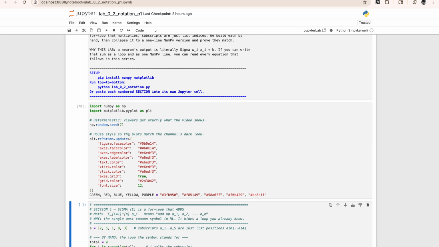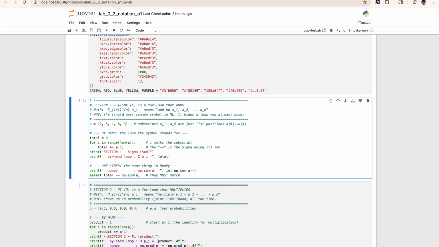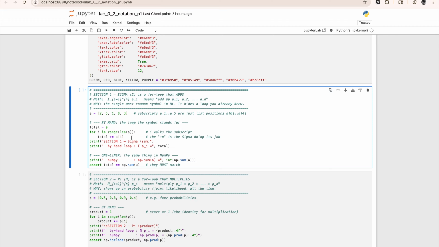The big secret of this whole video is simple. Most math symbols are just loops in disguise. Start with the most common symbol in machine learning, the capital Greek sigma. It looks scary, but it just means add things up. Sigma, a sub-I, simply says, loop over the list and add each item.